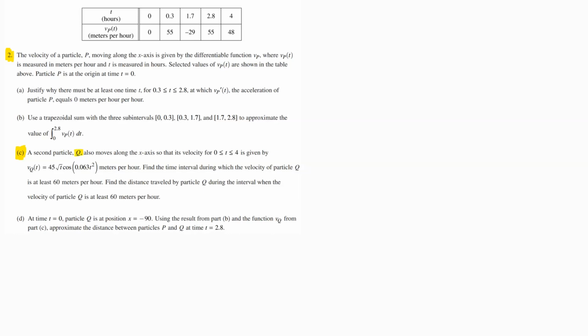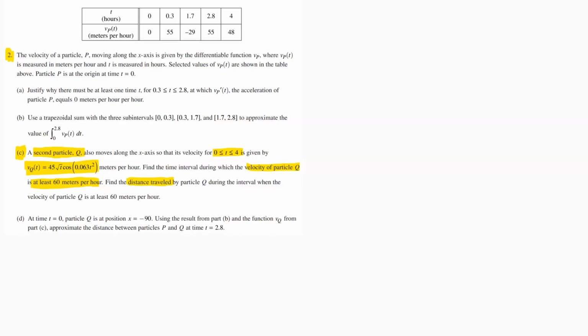So we've got a second particle now, which means we don't have to worry about that table up at the top. It moves along the x-axis so that its velocity between these values here is given by this equation. So there's our velocity equation. They want us to find, first and foremost, there's two parts of this. First, they want us to find the time interval during which the velocity of that particle is at least 60 meters per hour. And then they want us to use that information to find the distance traveled over that time interval. And so what we'll do is we'll start off by finding the first piece.